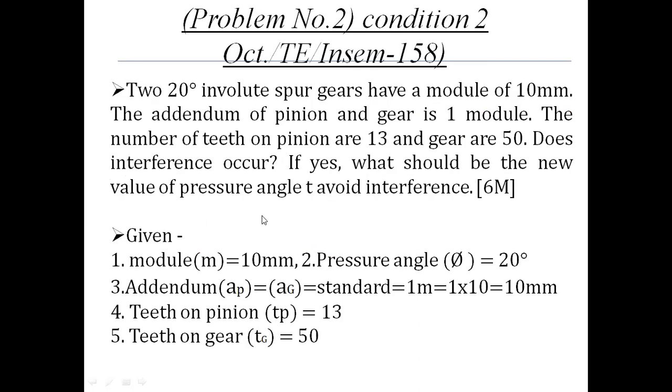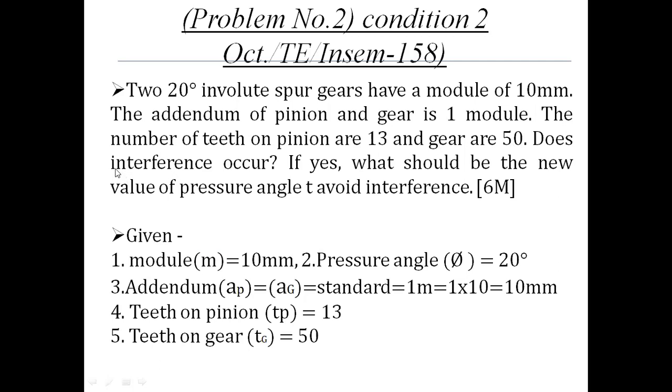Now come to our second problem. Problem number 2, for satisfying condition number 2. That question was asked in the October examination. The paper number is 158 in SPPU University. The problem statement is: 20-degree involute spur gears have a module of 10 mm. The addendum of pinion and gear is one module. The number of teeth on pinion is 13 and on gear is 50.